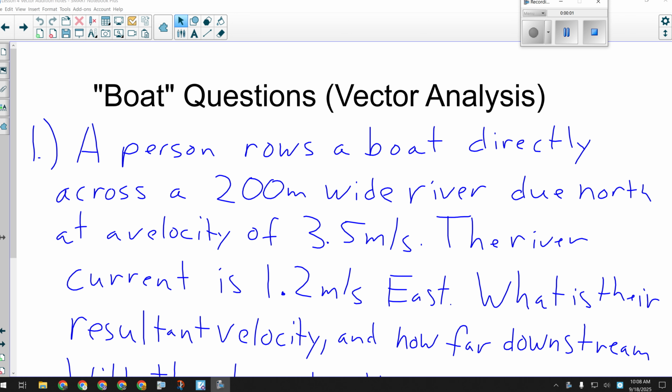So the type of vector analysis question we're going to go over today are what we call boat questions. Mathematically, they're actually quite a bit easier than the vector component ones you were doing because they're really just perpendicular vectors. You're not going to have any crazy angles and a ton of trig to do. You might have one trig calculation to do.